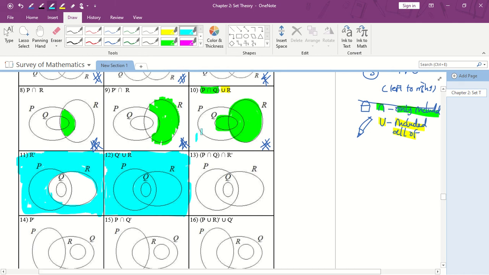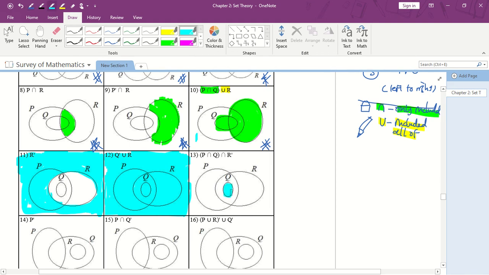And let's look at 13. Question 13. P union Q intersect R prime. So P intersect Q. What is P intersect Q? P intersect Q is this region.